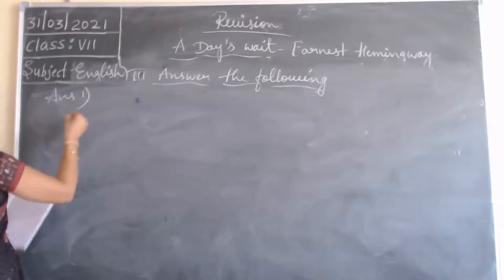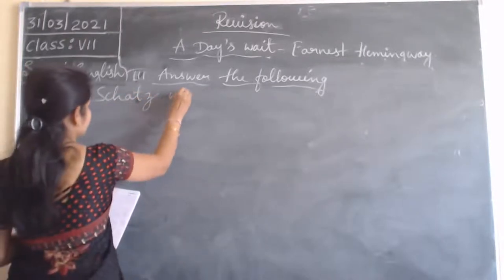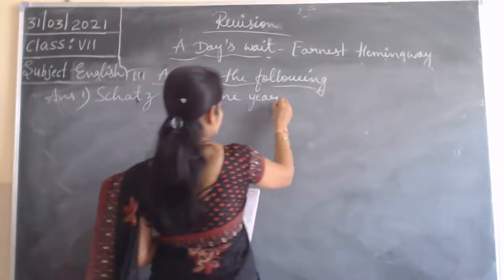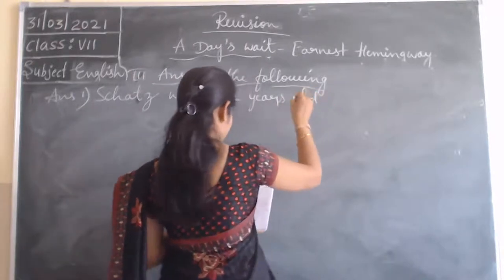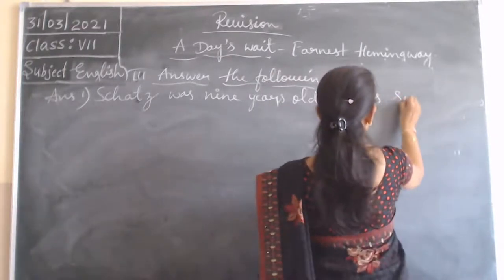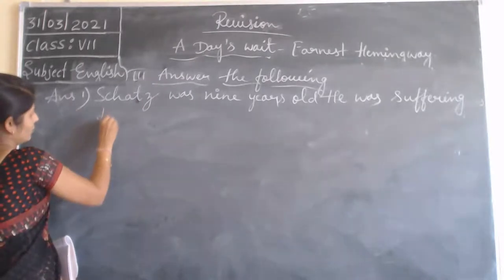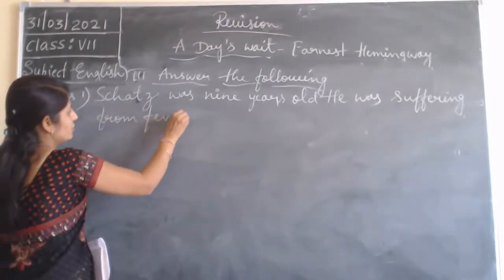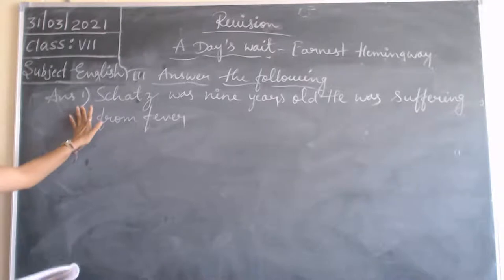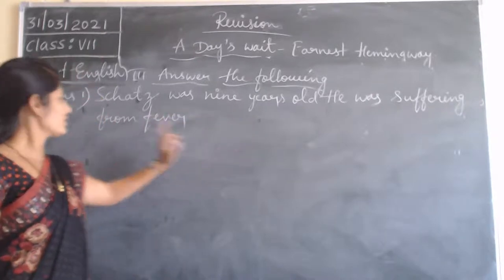Answer the following. The first answer is Shaj was 9 years old. How many years, children? 9 years old. And he was suffering from what disease? Fever. That too, 102 degree Celsius. He had a fever of 102 degree Celsius. So Shaj was 9 years old. He was suffering from fever.